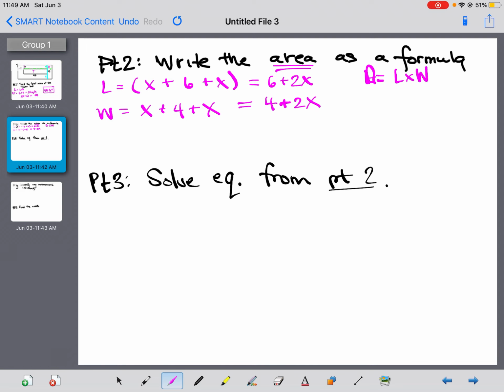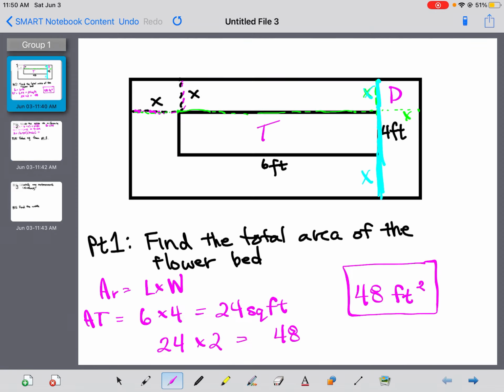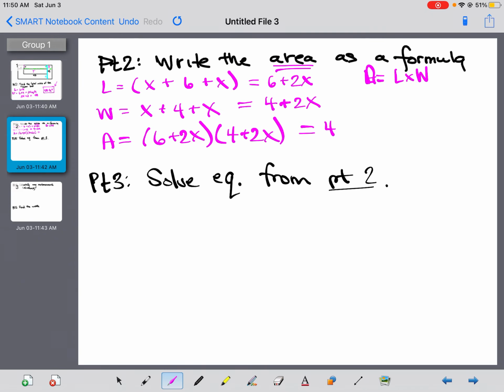So we're going to go ahead and plug that in. So the area is equal to the length, which is 6 plus 2x, times 4 plus 2x. Now the only thing though is we have to be able to solve it. We do know the area of this whole thing. So the area, and again, that's what we got from part 1. Okay, the area was right here. That's 48. So now I'm going to put in 48 for this.